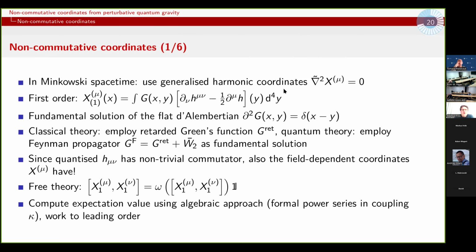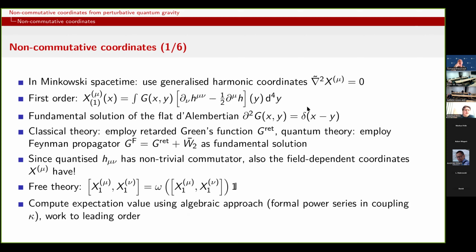And in general, to higher orders, one imposes that these coordinates satisfy the free Klein-Gordon equation, where now this nabla depends on the full metric G tilde. So on the background they are harmonic, but then there are corrections at each order in kappa. For example, the first order correction would be an integral over the metric perturbation, this linear combination here, with some fundamental solution or Green's function.